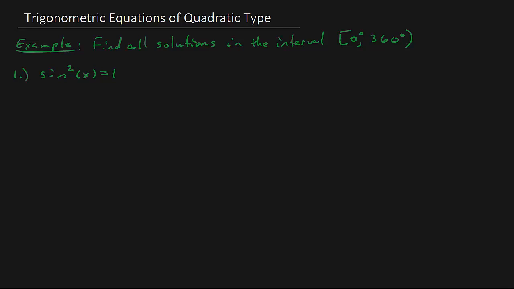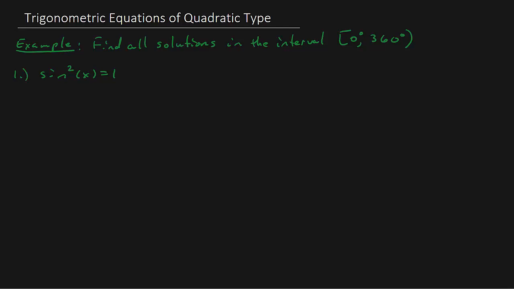All right, so we want to find all solutions in the interval 0 to 360. I'm going to work some of these problems where the angles are in degrees, some are going to be in radians. If you've watched the other 2 videos, you know what you want to do is figure out what quadrants your solutions are in, and then find your reference angle and use your reference angle to find all your solutions.